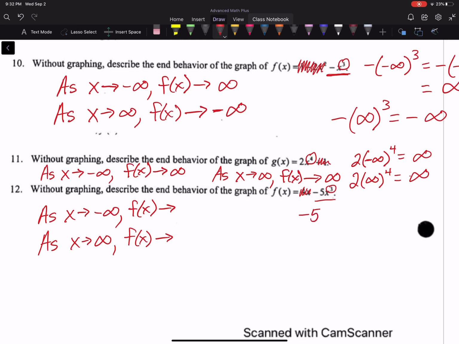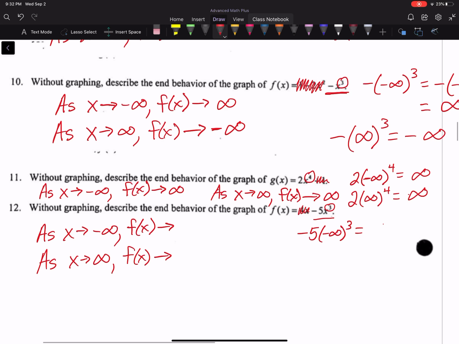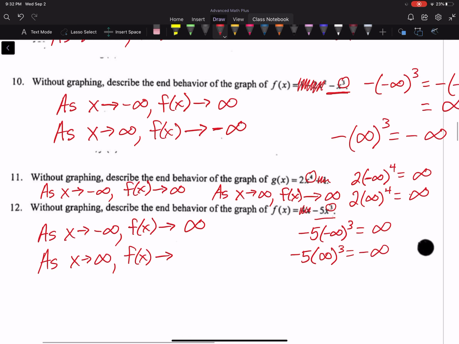So negative 5 times negative infinity cubed. Negative cubed would stay negative, and a negative times a negative 5 would be a positive infinity. And then finally, negative 5 times positive infinity cubed. Well, positive infinity cubed is positive infinity, times negative 5 would be negative infinity.